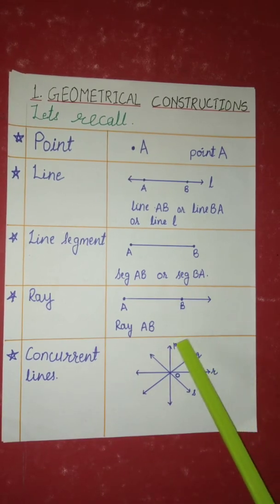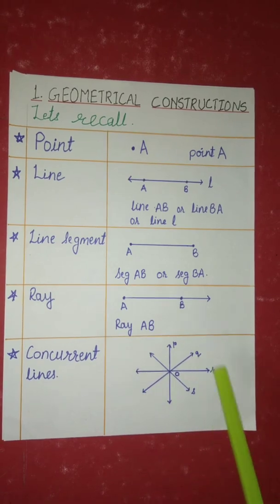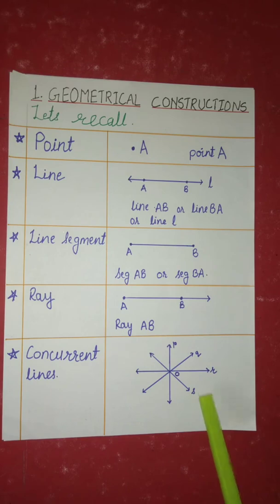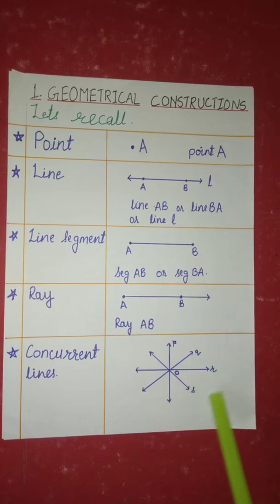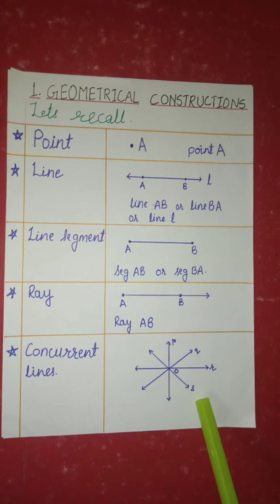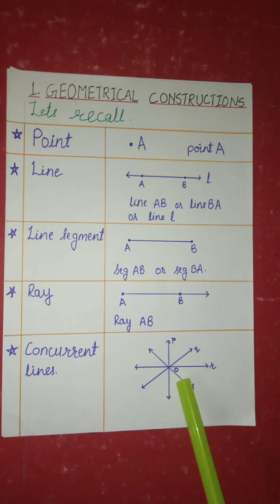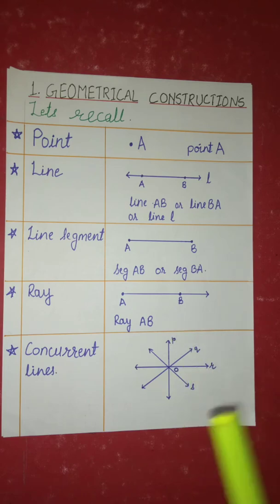When two or more lines pass through the same point, then the lines are called concurrent lines. Here line P, line Q, line R, line S all pass through the point O. Therefore, line P, line Q, line R and line S are all concurrent lines, and their common point through which they pass is called their point of concurrence. Therefore, point O is the point of concurrence of all these four lines.